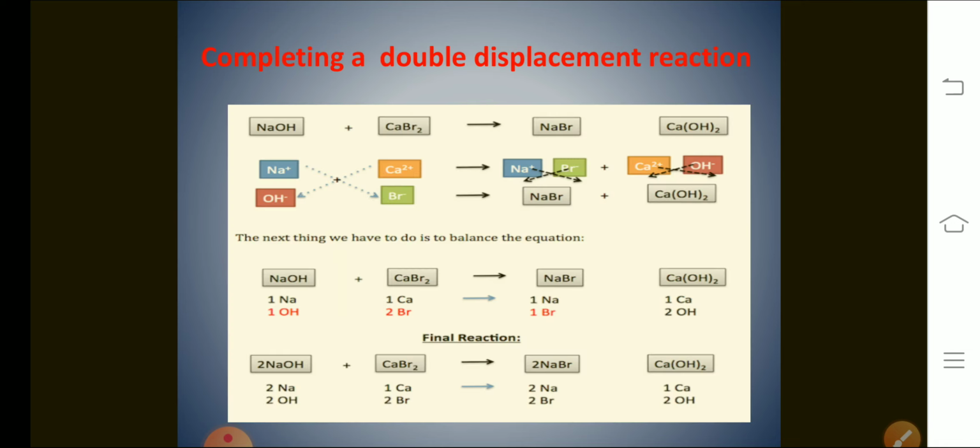Ions are exchanged. Now how to solve these equations or how to complete a double displacement reaction? You should know the valencies, and then by exchanging the ions, we can complete the double displacement reaction. You go through this slide, you'll understand how to complete a double displacement reaction.